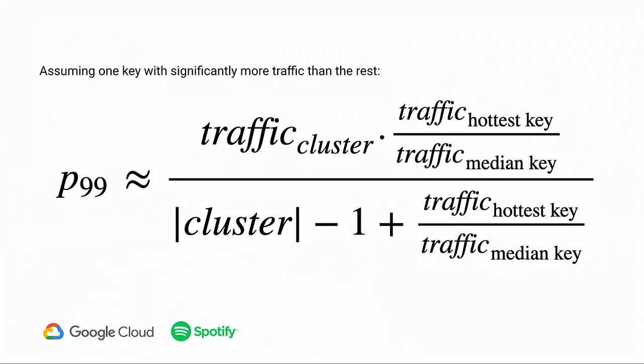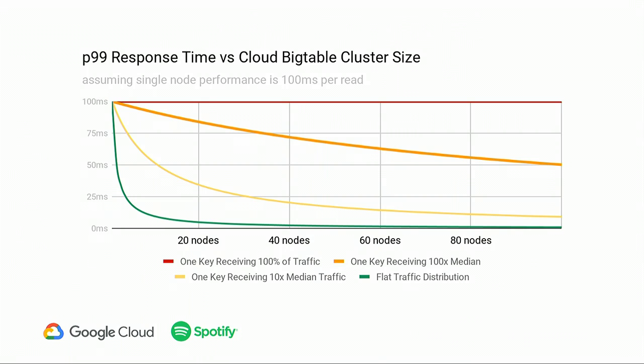If the traffic to the hottest key and the median key are the same, that ratio ends up being just 1, and then the traffic to your cluster is divided by all the nodes in the cluster, and you're golden. You can scale as much as you want just by increasing that number of nodes. It might be more useful to see this as a graph, though, because certainly this doesn't make any sense to me. Here's this plotted as a graph.